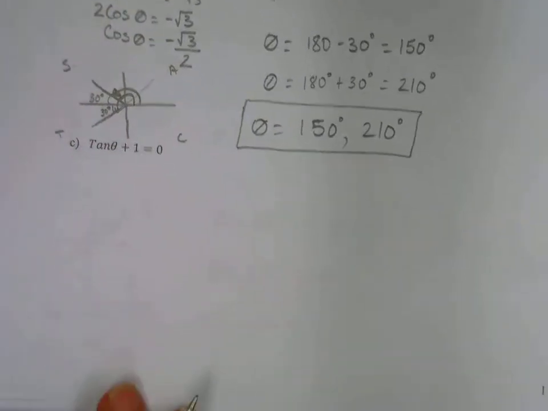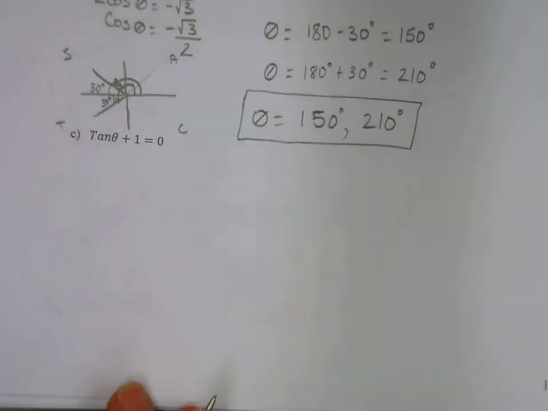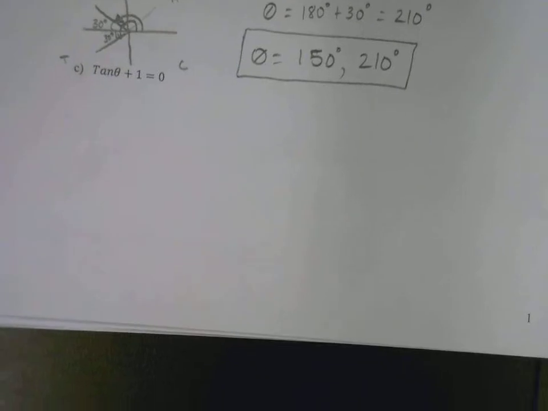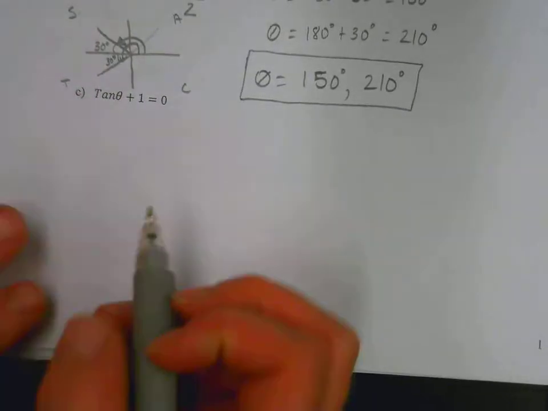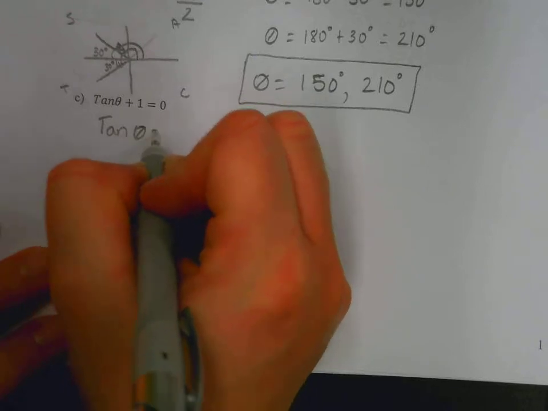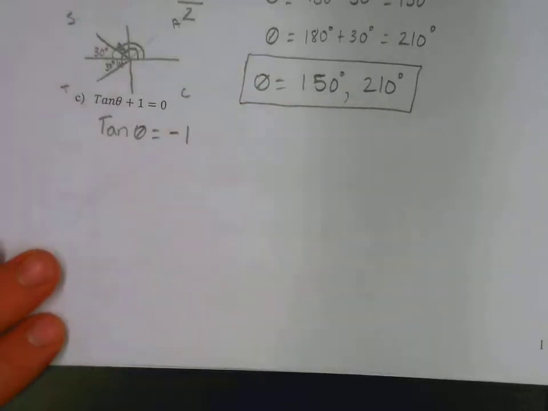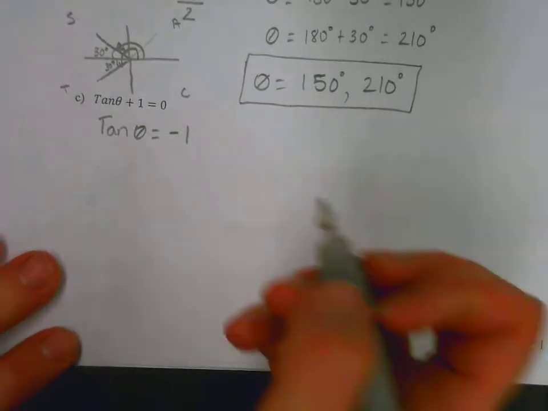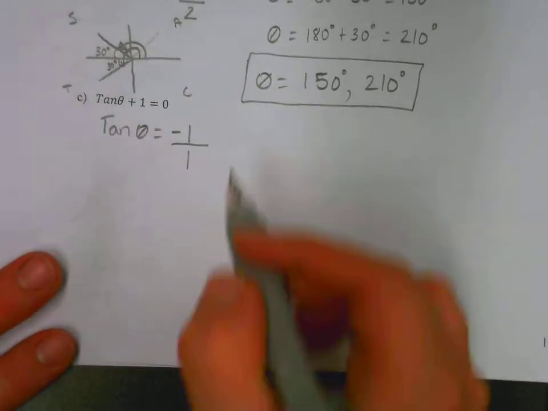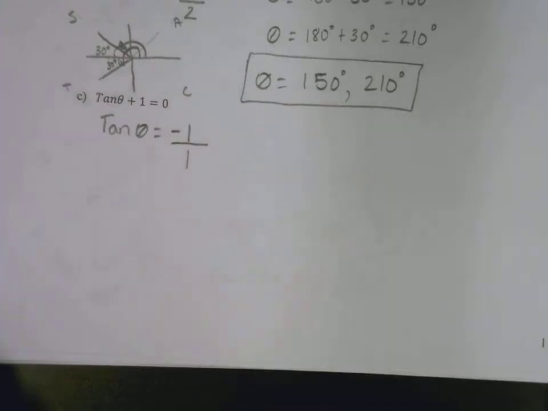Okay, and then lastly, tangent of theta plus 1 equals 0. Again, we're going to isolate tangent of theta and move 1 to the other side of my equation. So I have tangent of theta is equal to negative 1. Technically, I'm going to put this over 1, just so that I have my opposite and adjacent here.